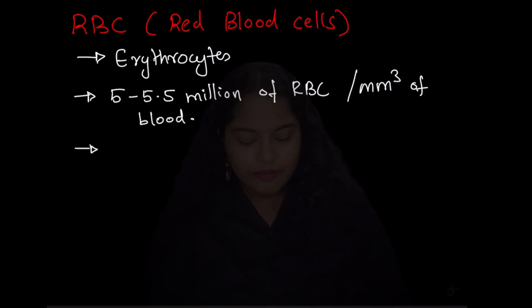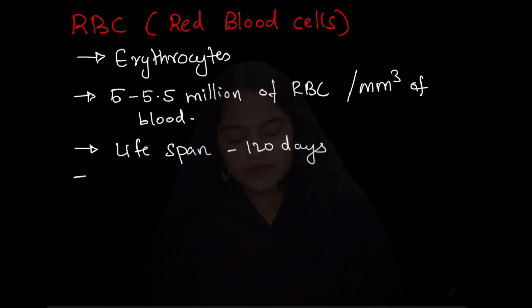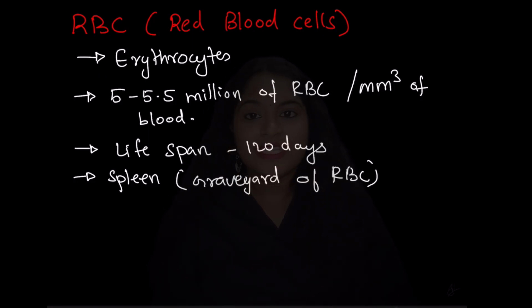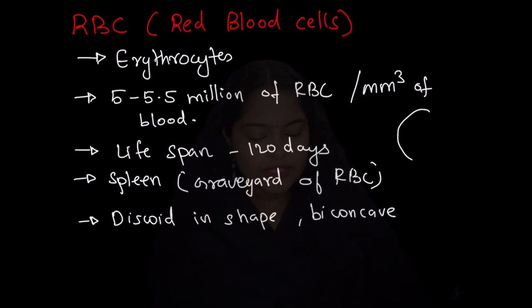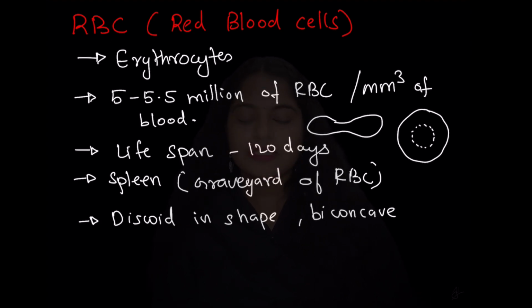And the lifespan of RBC is like 120 days. After which what will happen? This will go to the spleen and it will get destroyed, and the spleen is known as the graveyard of RBC. Now we'll see the shape and structure of RBC. RBCs are discoid in shape, and they are biconcave. So what does that mean? If this is an RBC, it will have a discoid shape, like this.